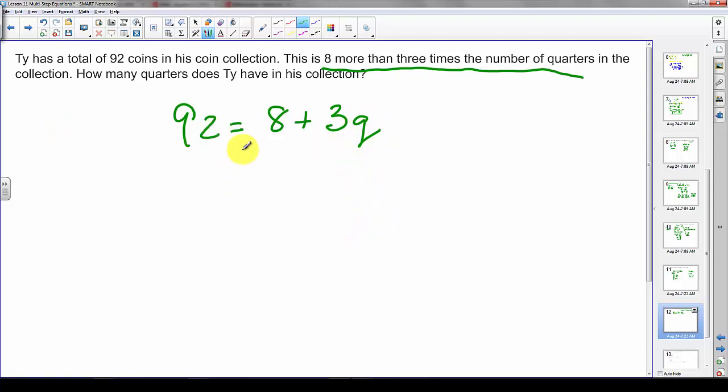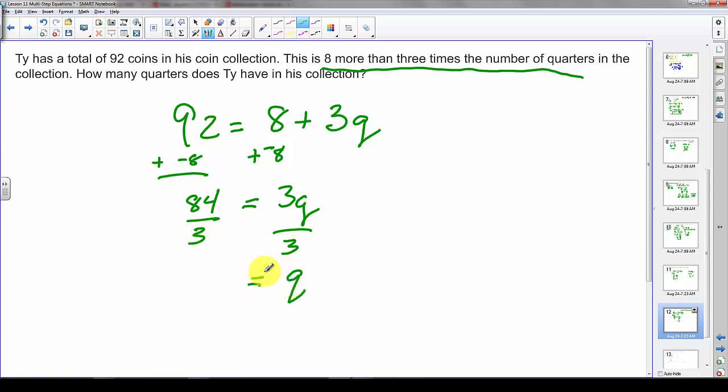So again, this is similar to solving the last problem. Add negative 8 to both sides. We get 3q on the right. 92 minus 8 is 84, I believe. So then if we divide 3 to both sides or multiply by a third, doesn't matter in this case, I get q equaling 84 divided by 3 is 28. So I have 28 quarters.